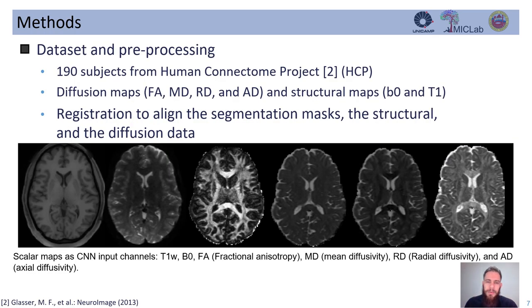In this project, we used a subset of 109 subjects from the Human Connectome Project dataset, which is a public dataset. We processed the data to extract the diffusion maps: fractional anisotropy, mean diffusivity, radial diffusivity, and axial diffusivity, and also to register these diffusion maps with the structural data, B0 and T1.